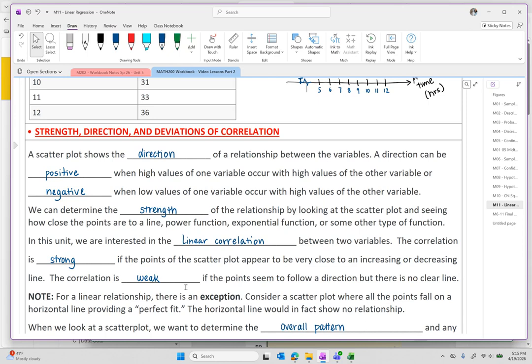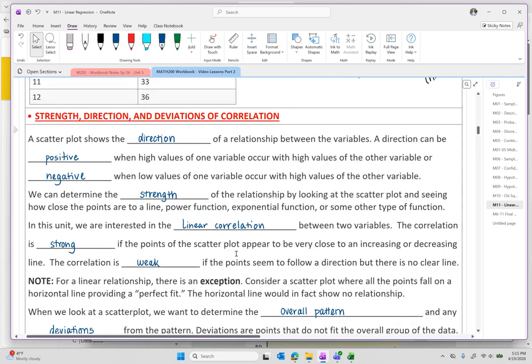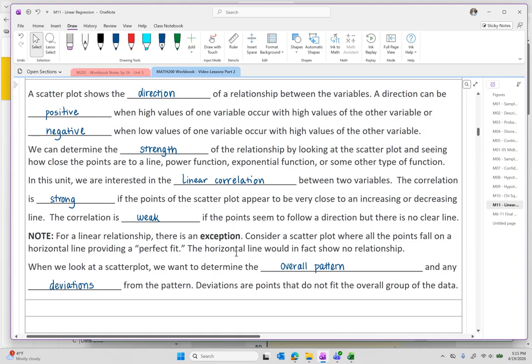Another thing we want to look at is the strength of the relationship. We look at the strength of the relationship by looking at the scatter plot and seeing how close the points are to a line, power function, exponential function, or some other type of curve. In this unit, we are only interested in linear correlation. This is the title of the unit, linear regression.